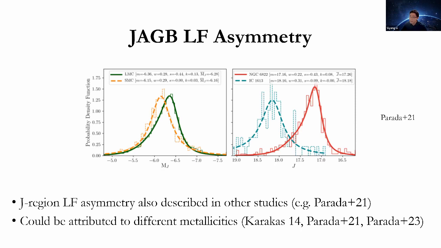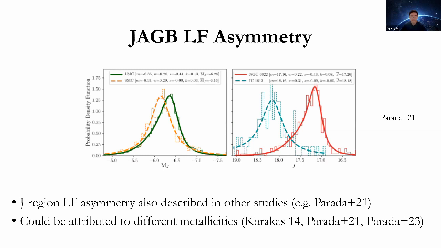What I'm showing here is a plot from their paper that shows the luminosity functions for the galaxies that they analyzed. They found the luminosity function for the Large Magellanic Cloud, shown in green, as well as NGC 6822, shown in red, have asymmetric luminosity functions, whereas for the Small Magellanic Cloud, shown in orange, and IC 1613, shown in bluish, they're very symmetric. And so this kind of supports our observations that some luminosity functions can be more asymmetric compared to others.